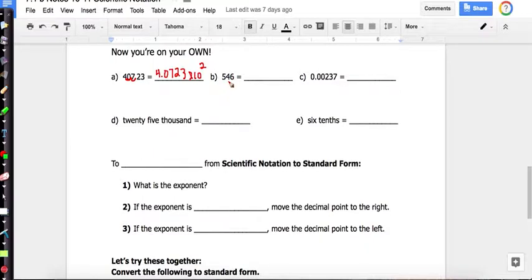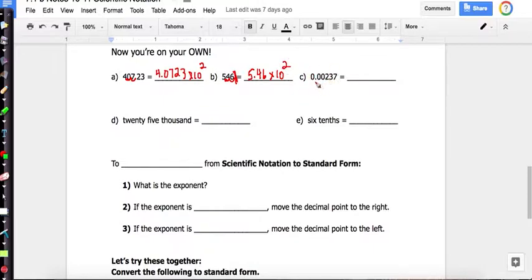Now this one, there are no zeros repeating. So I can chop it here if I want to. Okay, this is the end of the number, and I'm going to put my decimal in. So I'm going to write 5.46 times 10, and I'm going to go till I get to the end of the number. So 1, 2. I went to the right, so it's positive 2.